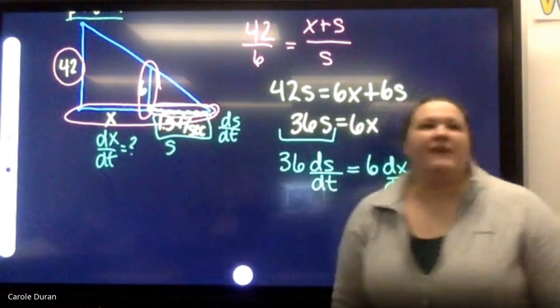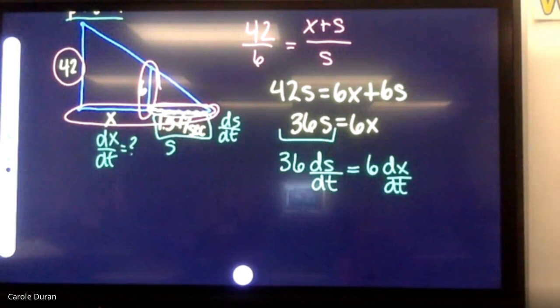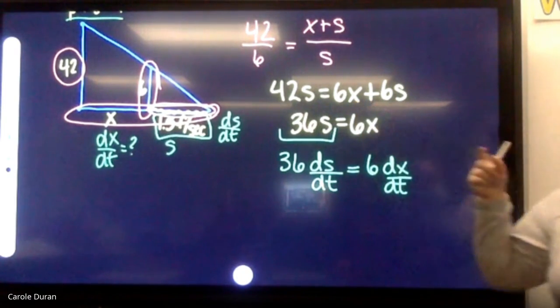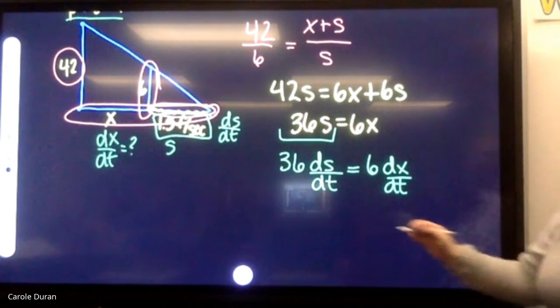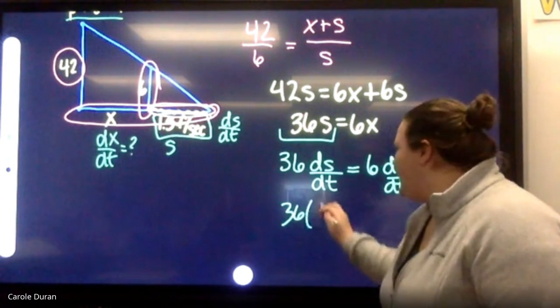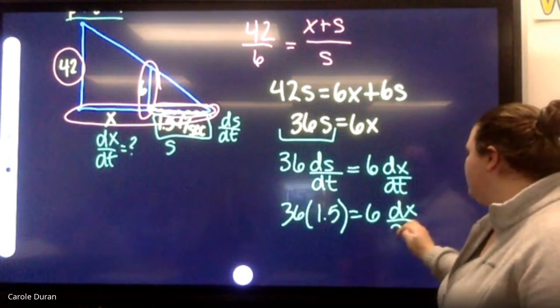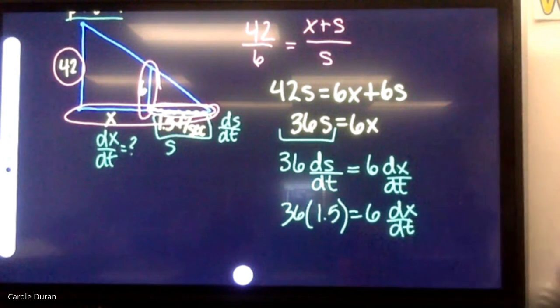Do I know ds/dt? It is the 1.5 at which my shadow's length was increasing. So I go ahead and fill that in. Where did you get 36? 42 minus 6. That checks out. So I get 36 times 1.5 equals 6 times dx/dt. I will simplify by multiplying 36 by 1.5, then divide by 6.